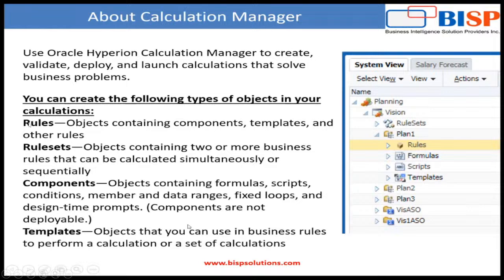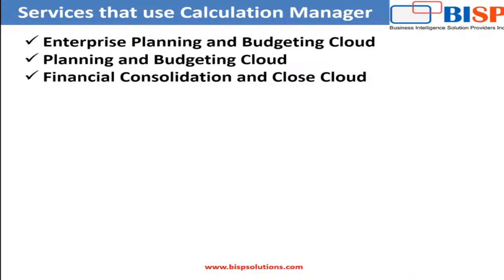Rules are objects containing components, templates, and other rules, whereas rule sets are objects containing two or more business rules that can be calculated simultaneously or sequentially. Components are objects containing formulas, scripts, conditions, member and data ranges, fixed loops, and design time prompts. Components are not deployable. The fourth one is templates, objects that you can use in a business rule to perform a calculation or a set of calculations.